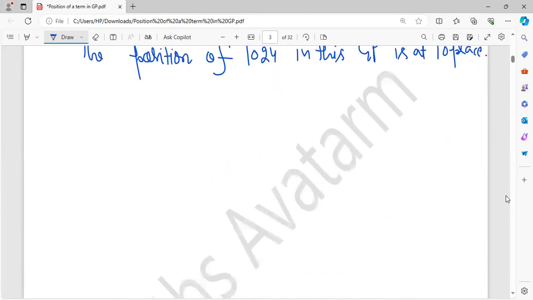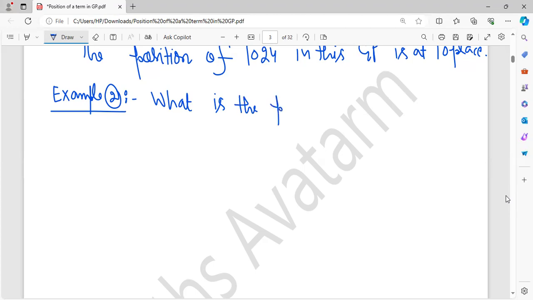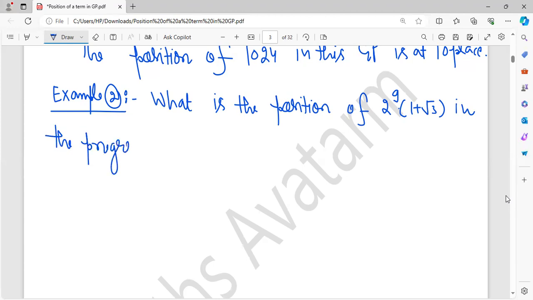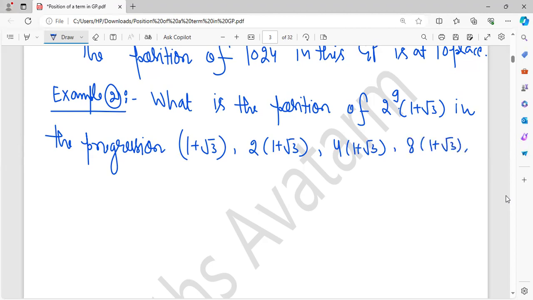Now, question number two. Example number 2: What is the position of 2 to the power 9 into (1 plus root 3) in the GP 1 plus root 3, 2 times (1 plus root 3), 4 times (1 plus root 3), 8 times (1 plus root 3), and so on like that?